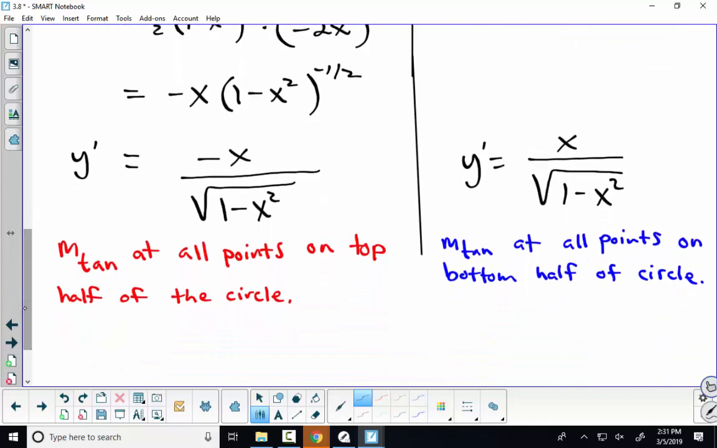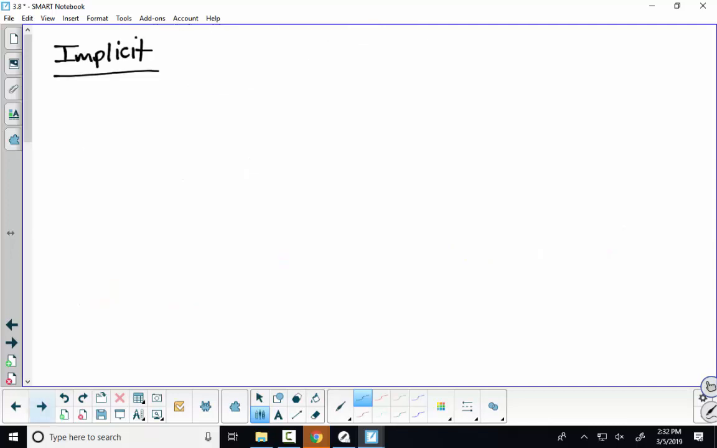So that's explicitly, we found the derivative. Now, going back to the original relationship, we can look at finding the derivative implicitly. And implicit differentiation does not require us to solve for y first and then take the derivative like we did explicitly.